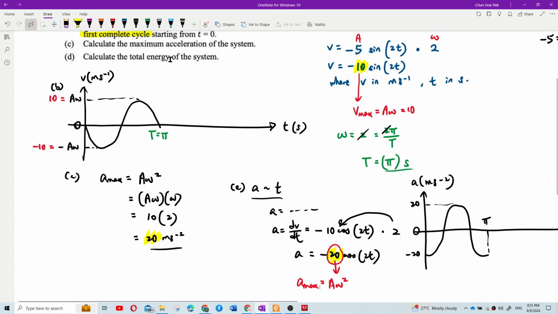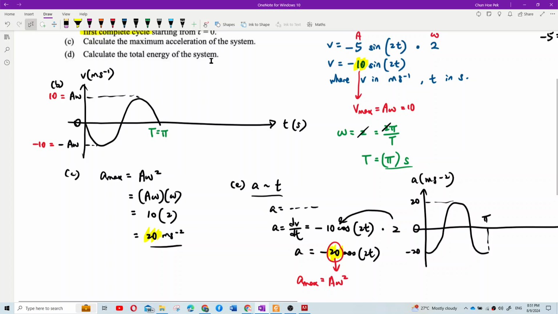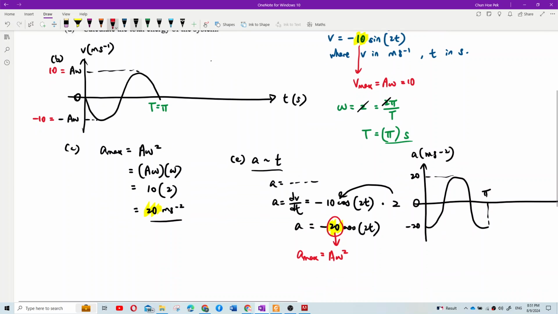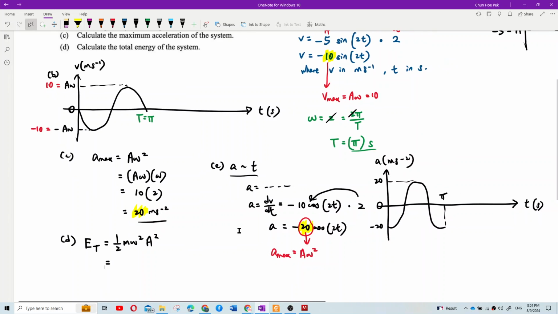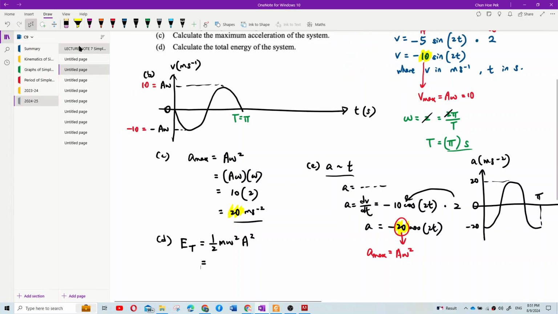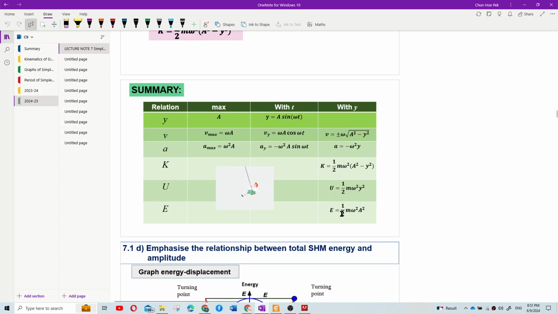Okay, what's the total energy of the system, class? What's the formula again? By now, no need to refer, I've already memorized it in my brain. Of course you can Google everything and no need to memorize, but sometimes to make life easier, just memorize. Total energy is half m omega square A square.